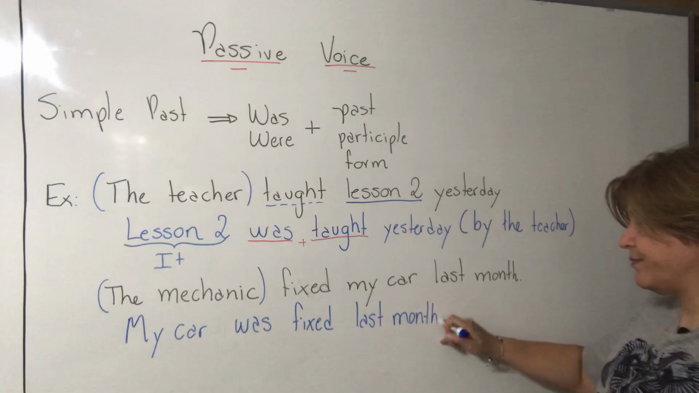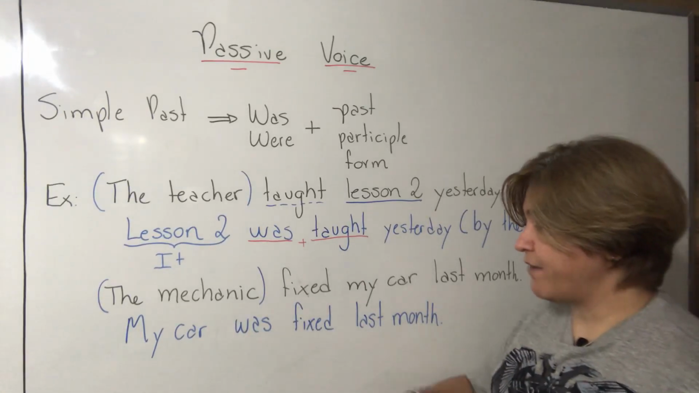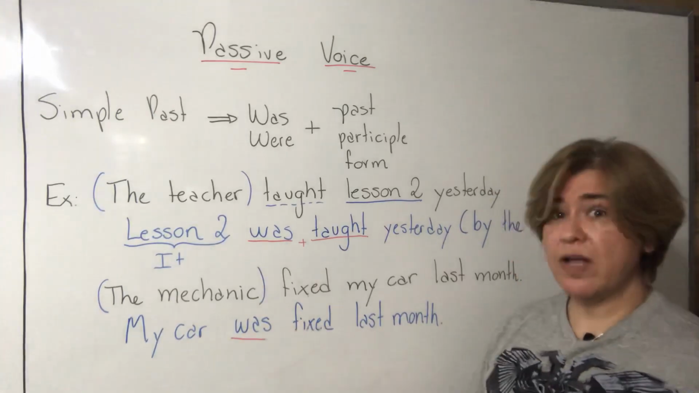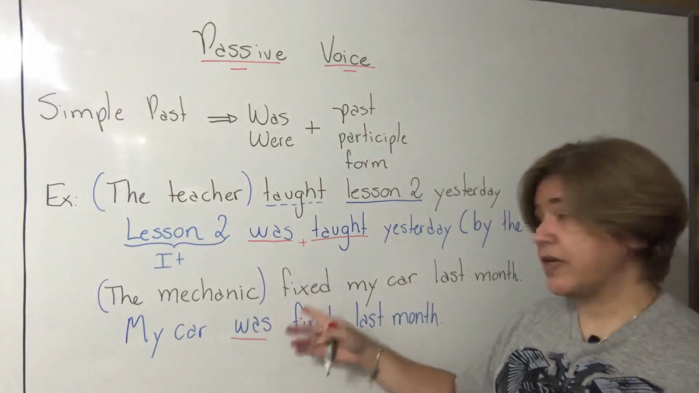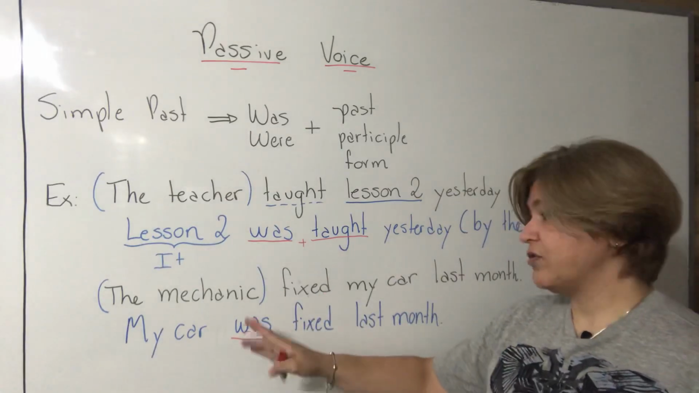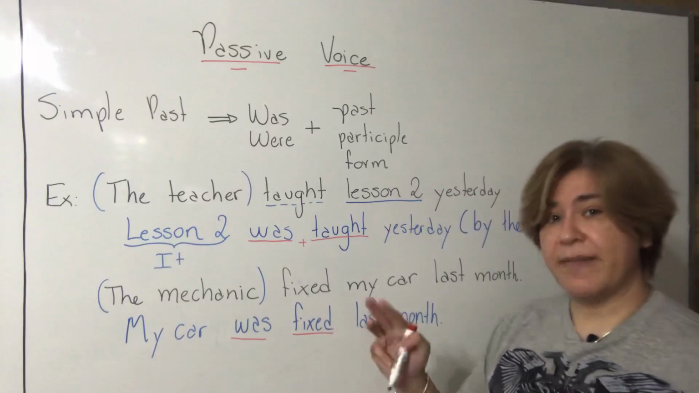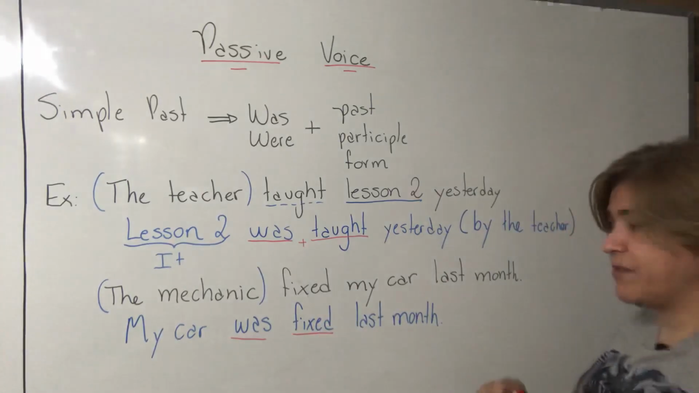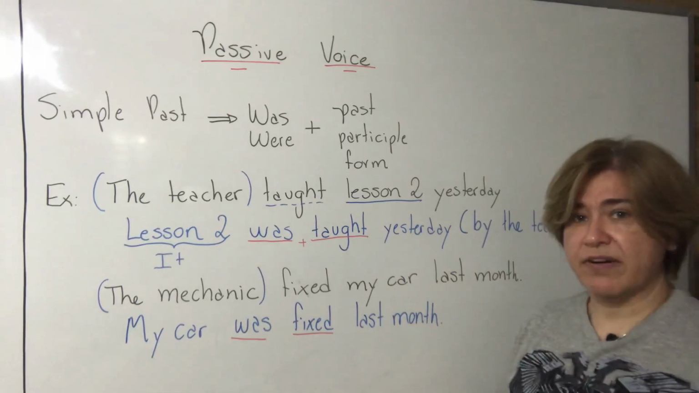Last month. So, passive voice. We have verb to be in past. Why past, teacher? Because fixed is in past. So, it controls the verb to be. So, my car was fixed. Past participle of the verb. Last month. Intermediate level. Much better than the mechanic, right?